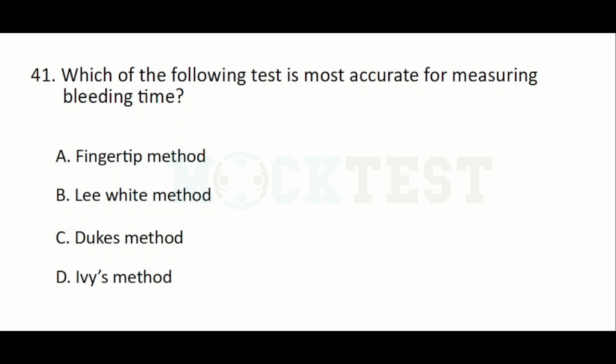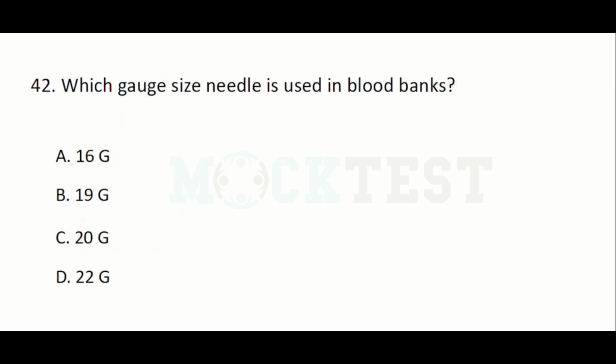Which of the following tests is most accurate for measuring bleeding time? Option A, fingertip method. Option B, Lovett method. Option C, Duke's method. Option D, Ivy's method. Answer D, Ivy's method.